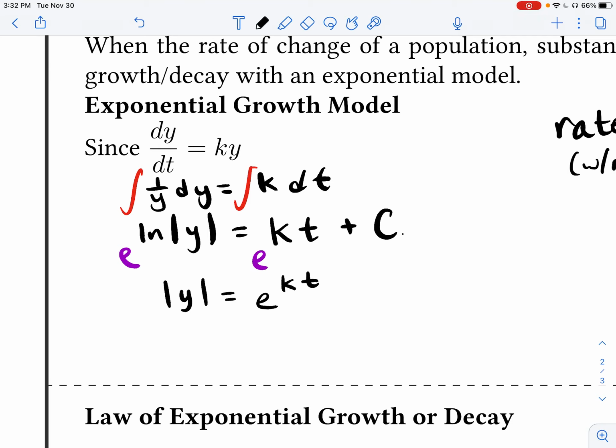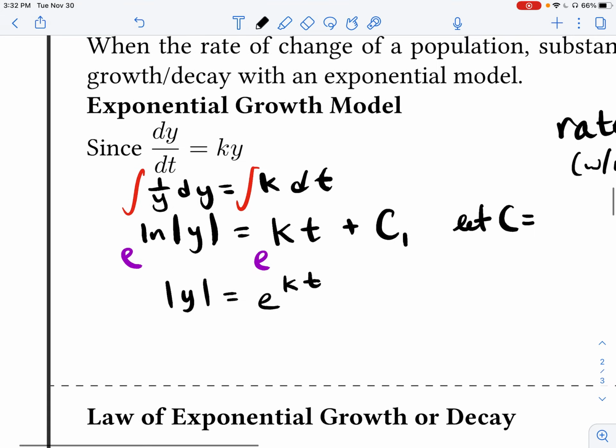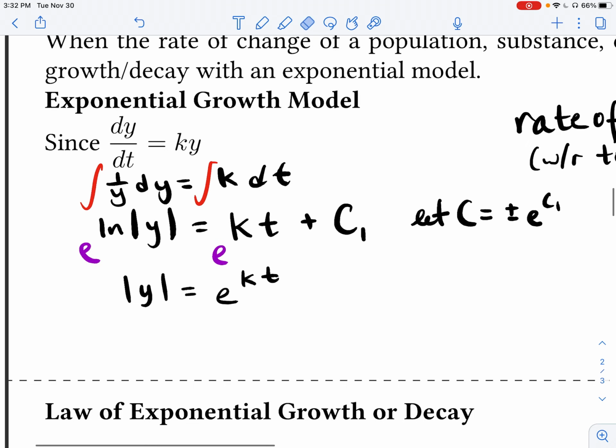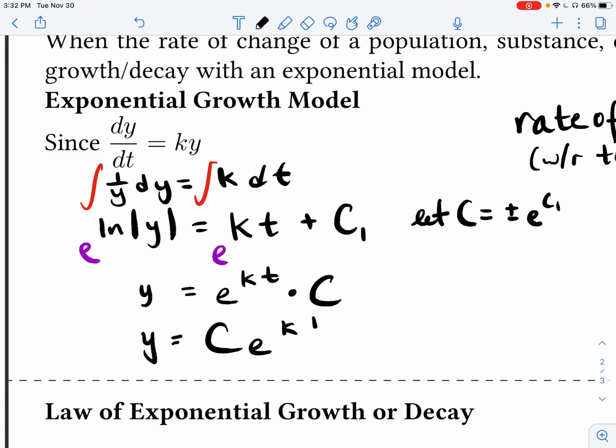And I'm actually going to call this previous constant here c sub 1. And I'm going to say the following: let our big C be equal to plus or minus e raised to the c sub 1 power, okay? So that's going to allow us to take care of this absolute value. And so we're writing this times C, and then just move that constant to the front. And this is the law of exponential growth or decay.